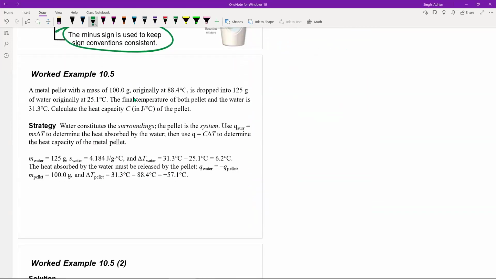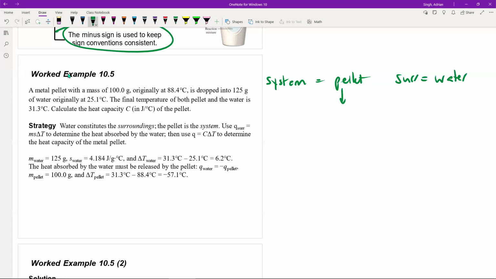So it says a metal pellet with a mass of 100 grams, originally at 88.4 degrees Celsius, is dropped into 125 grams of water at 25.1. The final temperature of both pellet and water is 31.3. Calculate the heat capacity in joules per degree Celsius of the pellet. All right, so the system here is the pellet. The surroundings is going to be the water in the styrofoam cup.